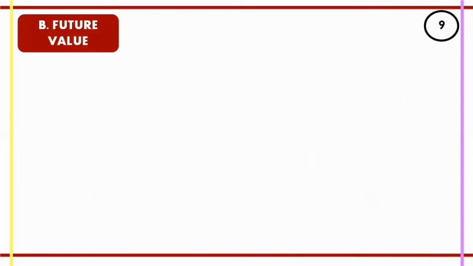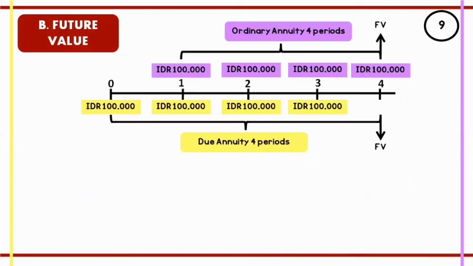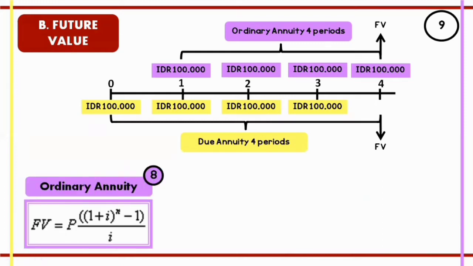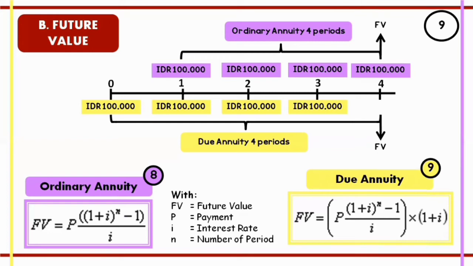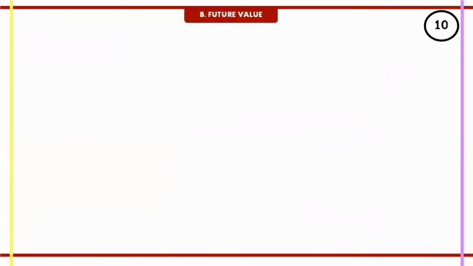And next is the future value, and this is the diagram of future value. The future value of ordinary annuity is Fp equals P times (1 plus I to the n minus 1) divided by I. And this is the due annuity: Fp equals P times (1 plus I to the n minus 1) divided by I times (1 plus I). With Fp is future value, P is payment, I is interest rate, and n number of periods.